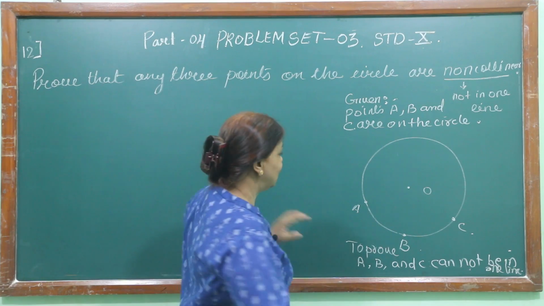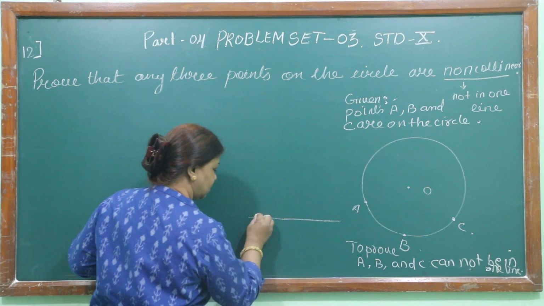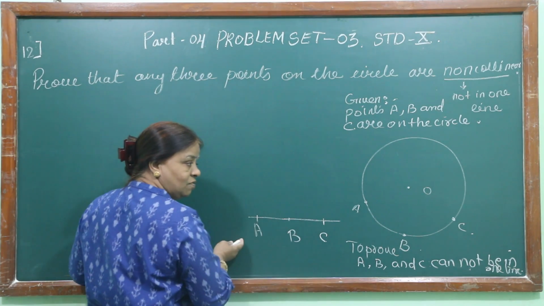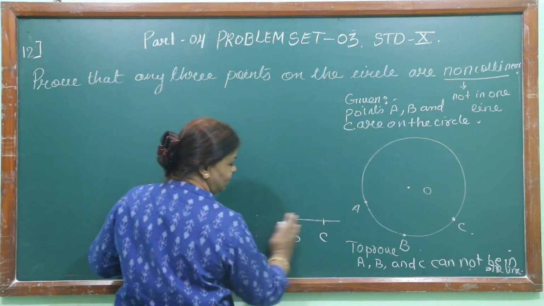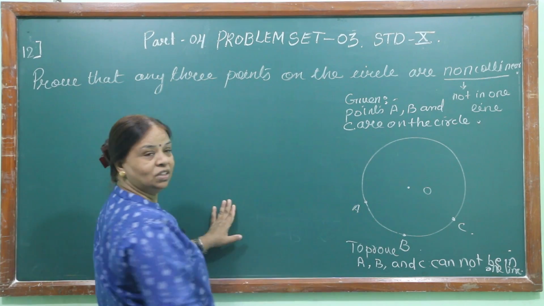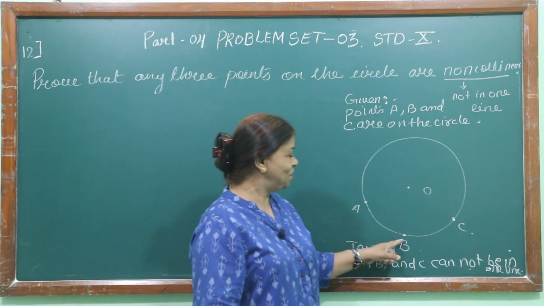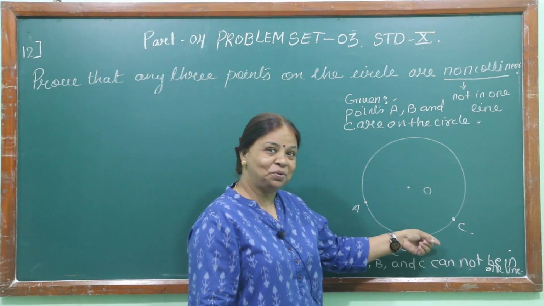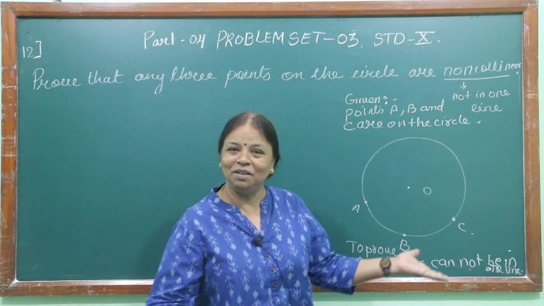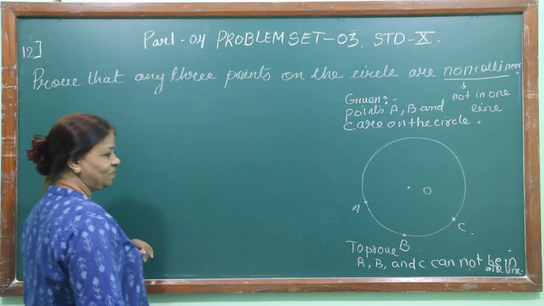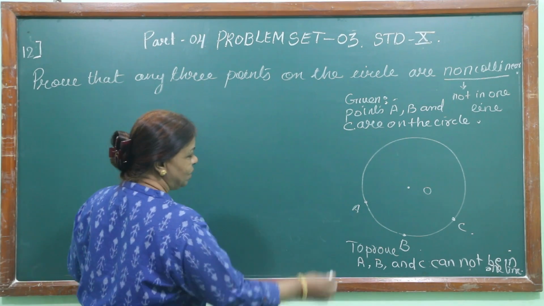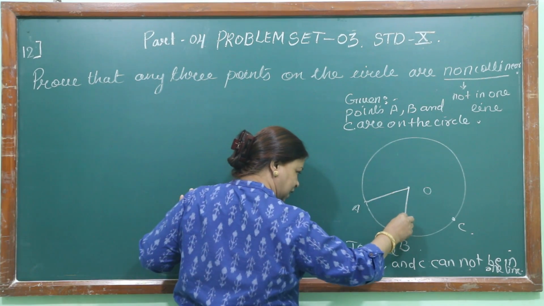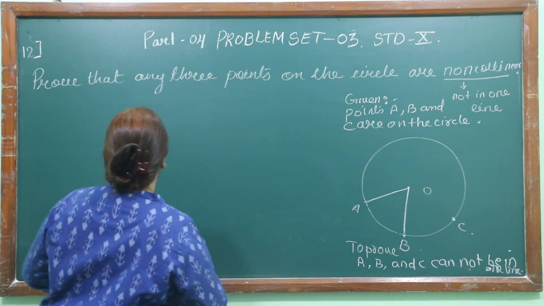Not in one line means like this: A, B, C, all these 3 points are on one line. We can see, when I have drawn the circle, that point A, point B, point C are not on one line. But still we need to prove it mathematically, and that is only maths, children. So let us begin. Let me join OA, OB and start the solution.